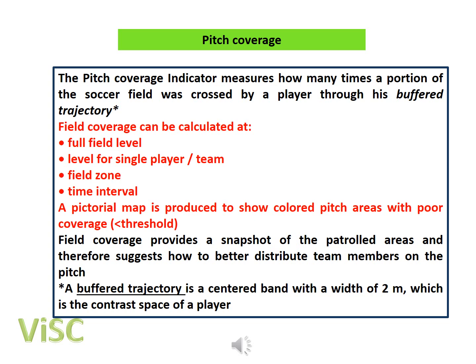The pitch coverage indicator measures how many times a portion of the soccer field has been crossed by a player or a team. It can be calculated at different sub-team levels. A pictorial map is produced to show colored pitch areas with poor coverage, that means below a given threshold. Field coverage provides a snapshot of the problematic areas and therefore suggests to the coach how to better distribute the team members on the pitch during the match.